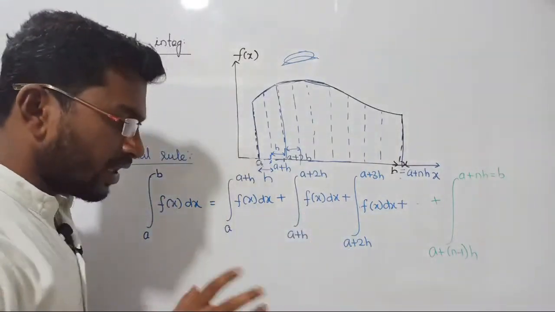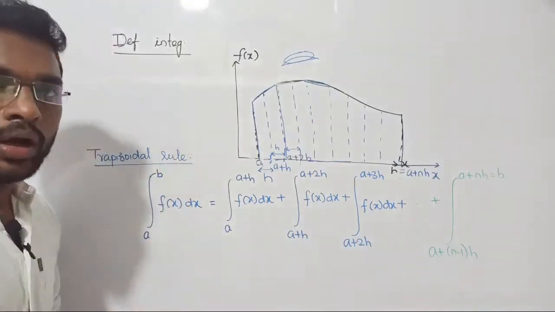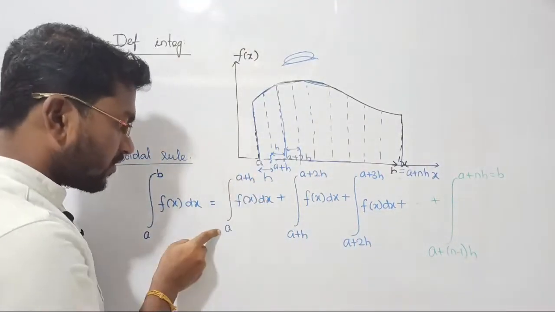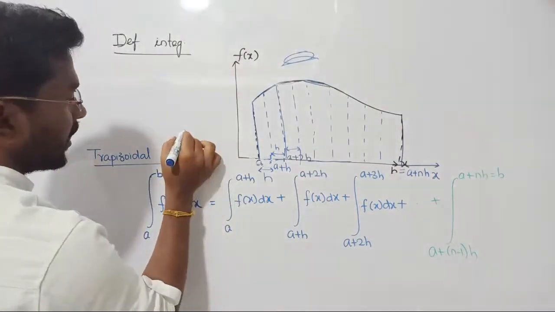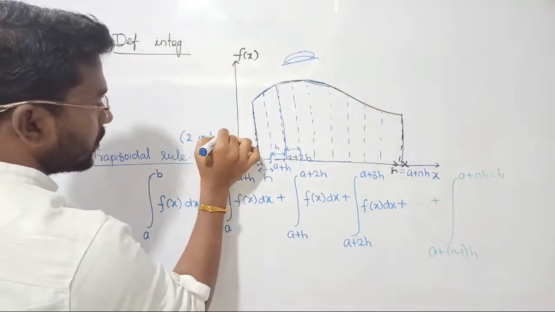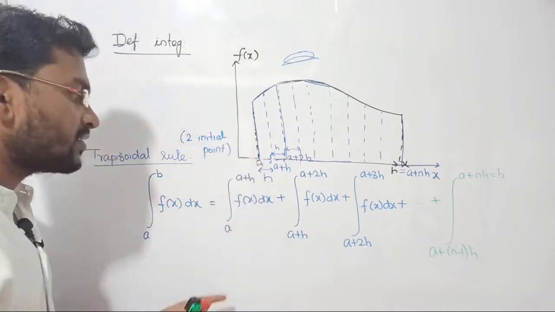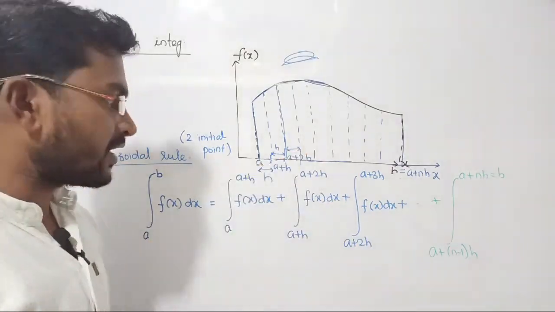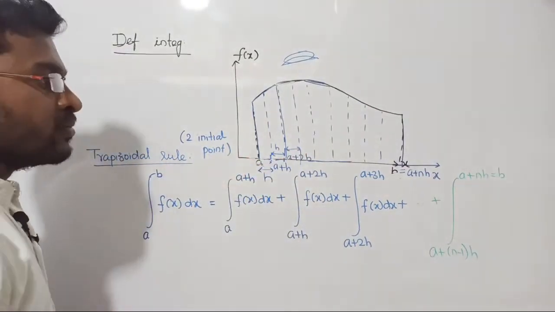Okay, so the thing is, if you want to do integration with the help of the trapezoidal rule, each and every integration needs 2 initial points, right? So in the trapezoidal rule, I need 2 initial points. That is the first thing that you have to notice. See there, a plus h, a plus h to a plus 2h, like that each and every integration is requiring us 2 points. Okay fine.